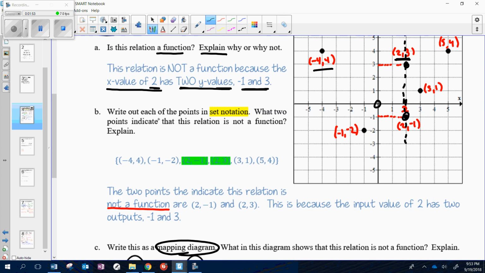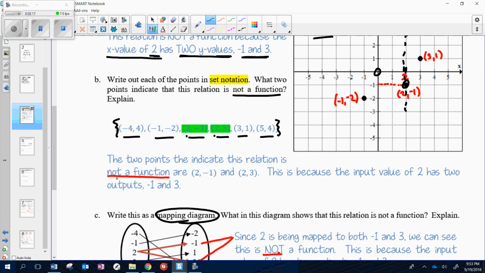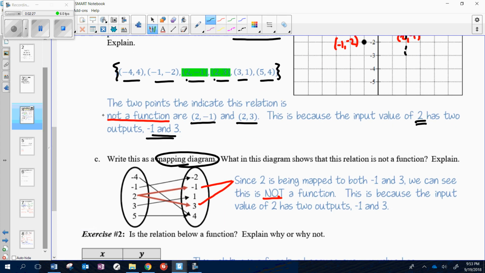Part B, write out each of the points in set notation. So I took all my ordered pairs and I listed them as a set of points. I put squirrely brackets, I call them, around it. And then it says what 2 points indicate that this relation is not a function. So they're highlighted in green. X equals 2 has two different y values. It's not a function because these 2 points, the input value of 2 has two outputs, negative 1 and 3. If it were a function, again, each x would have only one y.